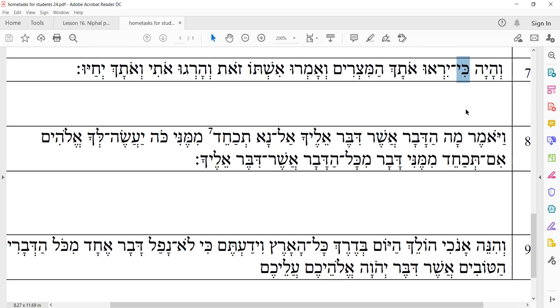Most of the time it is because, but in some cases it could be also translated as if, and it will be if, like, if you are sleeping. No, it's not Niphal, it is just kal.